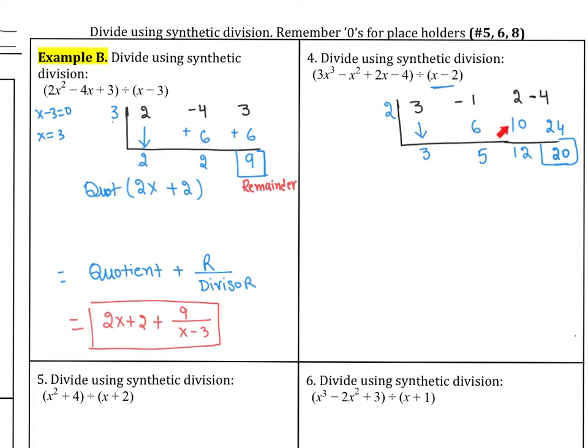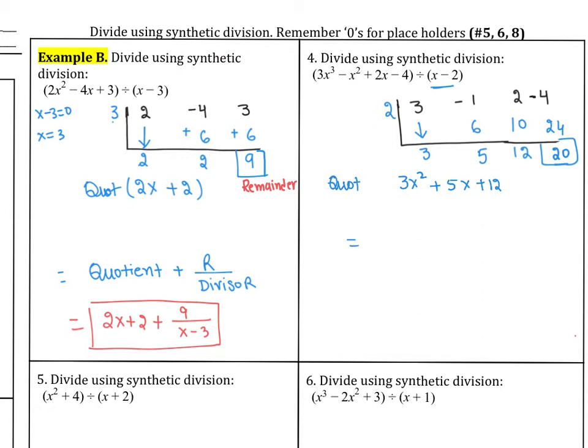5 times 2 is 10. Add these. You're going to get 12. 12 times 2 is 24. 24 minus 4 is 20. So the 20 is the remainder. And we are going to write down the quotient now. The quotient starts from 1 degree less than what is given. So this 3 will start from x squared: 3x squared plus 5x plus 12. So that's going to be your quotient.